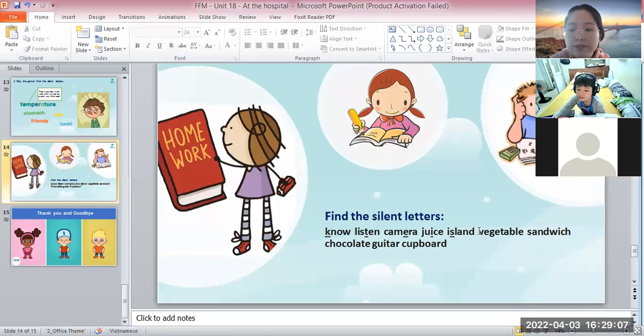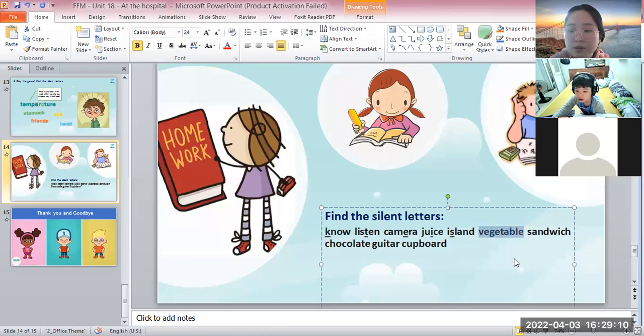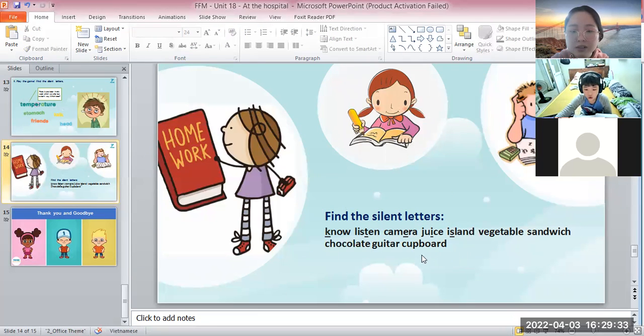Okay. We have vegetable. This sound, veg. Vegetable. How about sandwich? This sound, D. Yeah, the D sound is silent. We have chocolate. Which one is silent? The E sound? No, it's the R sound, chocolate.